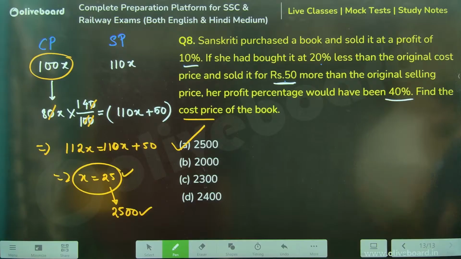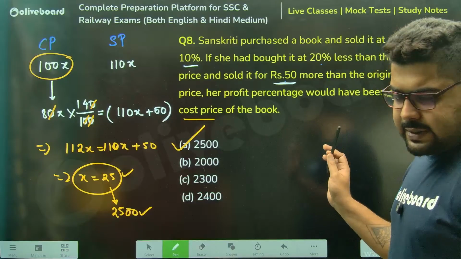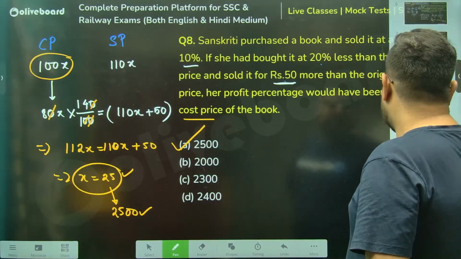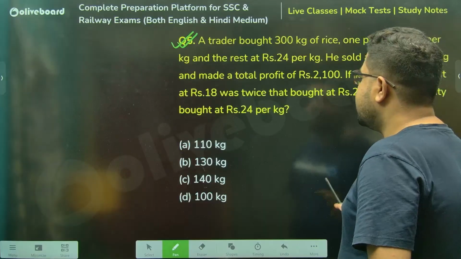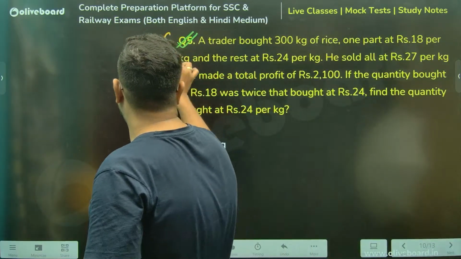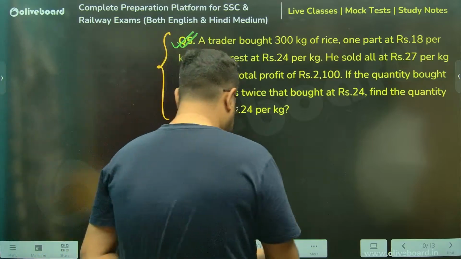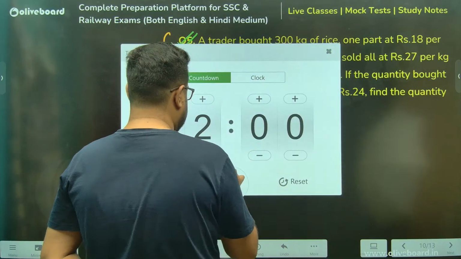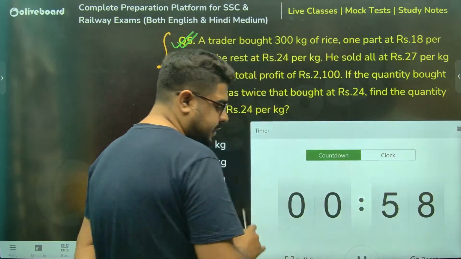Again, a very simple question. Clear this, everyone? One lengthy question was remaining. Let's do that. The question number 5. Please do this. I'll give you a little time of a minute. One minute should be enough. Not very difficult, this one.